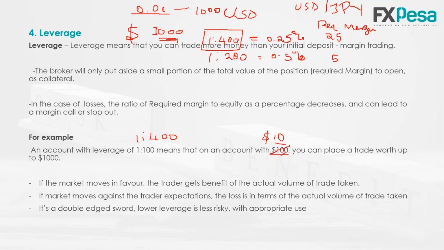And it will help you reduce the risk that you're exposing yourself to outside there. But you need to consider how much you're having in your account as well, because of the required margin. Those are things that you have to know how to balance. So number 4, leverage, very important.